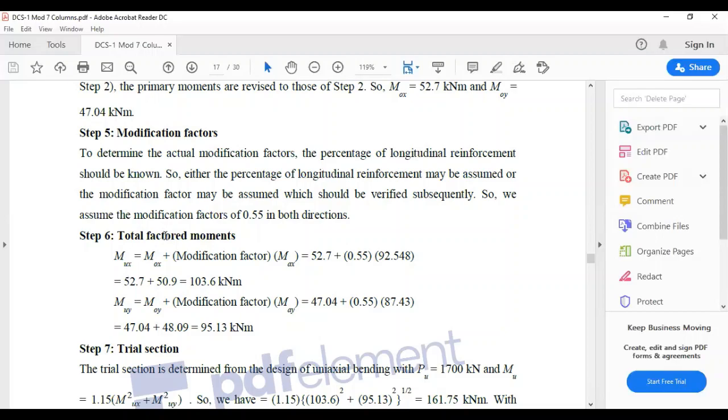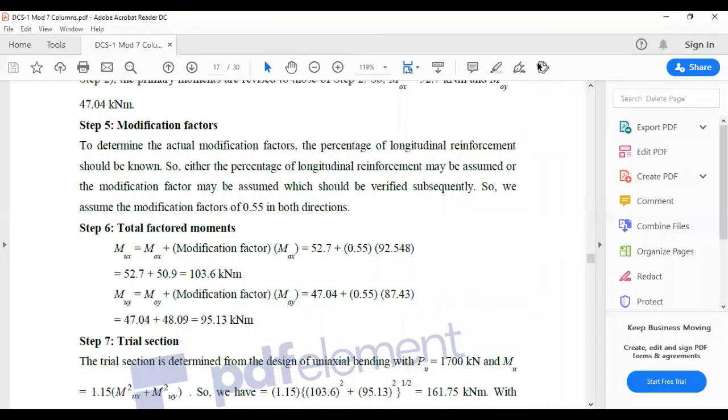So total factored moment. With the help of the modification factor we will find the factored moments, which is given by MUX, and it is given by MOX plus modification factor multiplied by MAX. So MOX is 52.7, modification factor we assume to be 0.55, and MAX is 92.548. So this comes out to be 52.7, this value is as it is, and by multiplying this we get 50.9, and the value of MUX comes out to be 103.6 kilonewton meter.